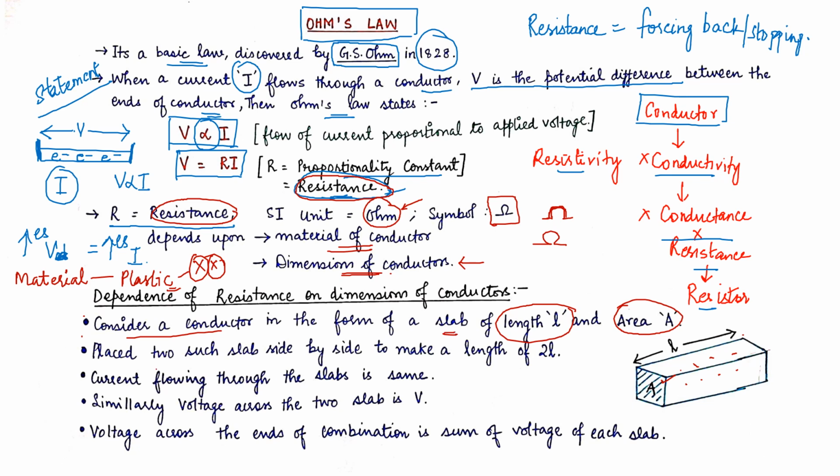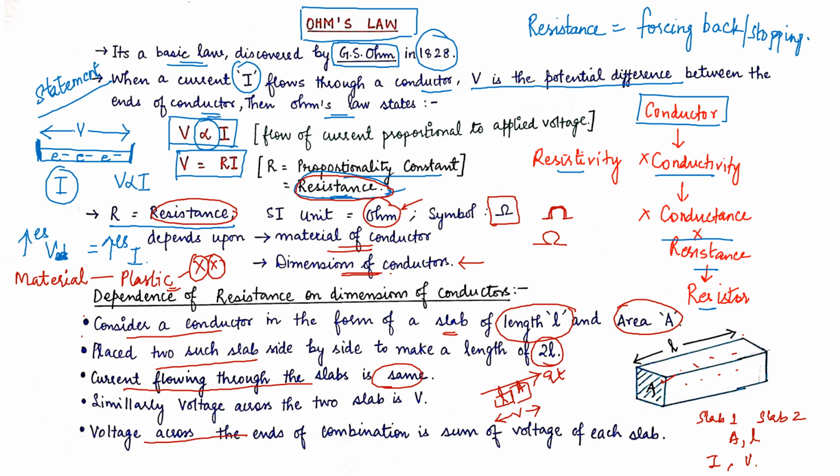Now we have placed two such slabs side by side to make a length of 2L. We will see the diagram on the next page. This is one slab and this is another slab, each having length L and area A. Now the current flowing through the slabs is the same. We passed a current I through them. Similarly, the voltage across each slab is V, and the voltage provided is also the same. First we took slab 1 and slab 2 having the same area and length, then we provided the same current and the same voltage to them.